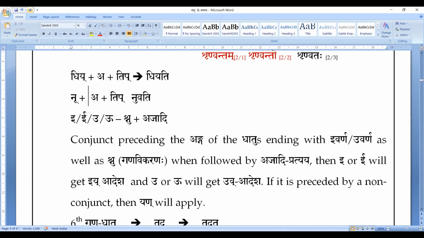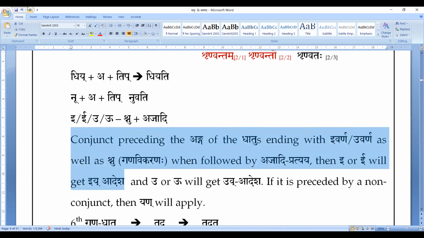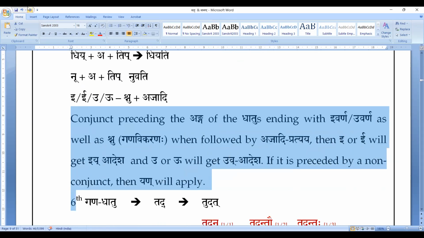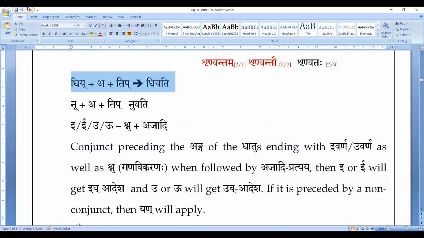Okay. When it is preceded by a, what did you say? Good question. The conjunct preceding the Anga of the Ivarna Uvarna dhatu, then when followed by Ajadi Pratyaya, it will get Uvadesha. So here it is the same thing for the dhatu also, right? This conjunct part is not applicable to the dhatu. It's only applicable for the shnu.